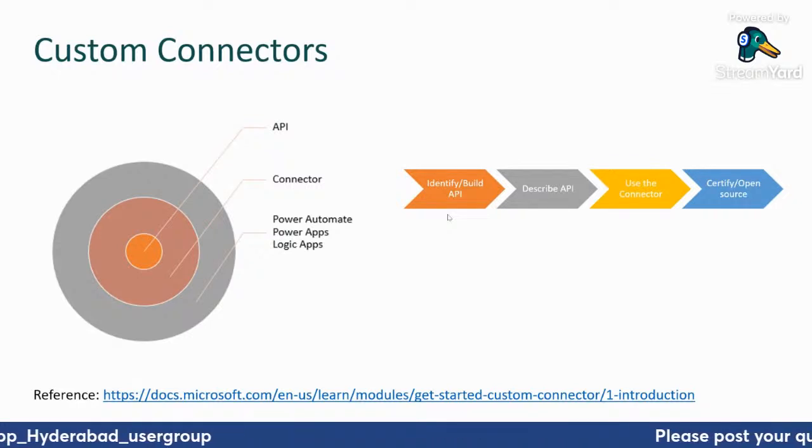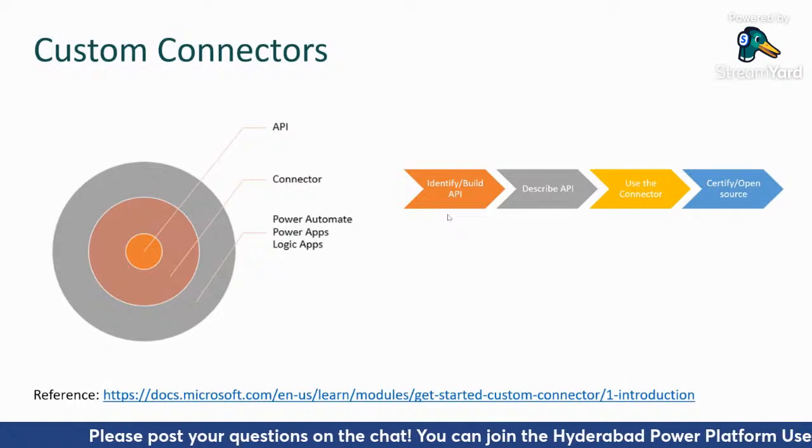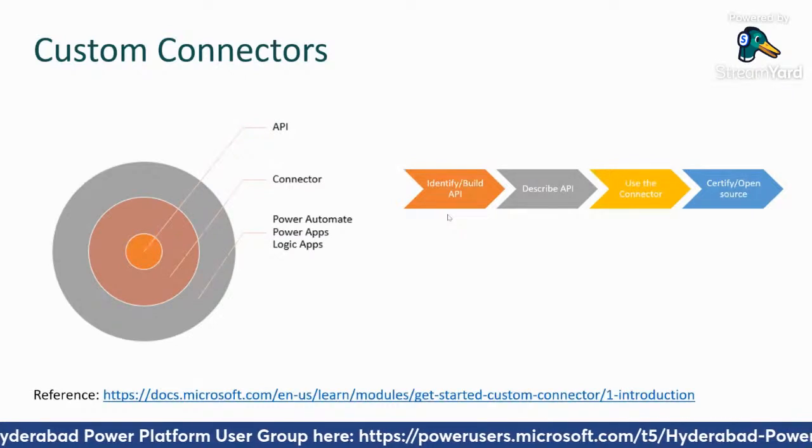Then, once you describe your API, you should use those connectors. After the custom connectors are created in any of your environments, they can be used in the same way as the built-in connectors. They can be built in one environment, exported from there, and then used in other environments as well.